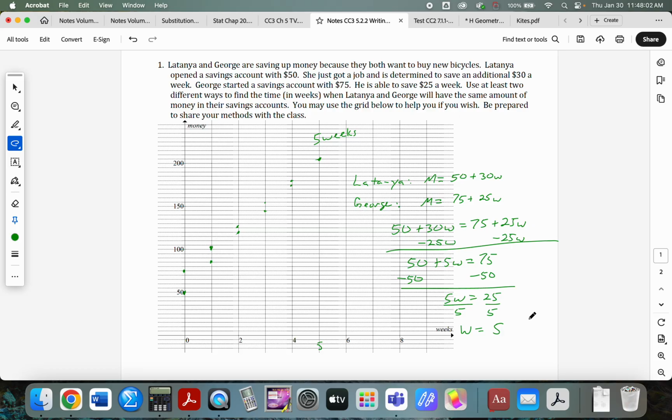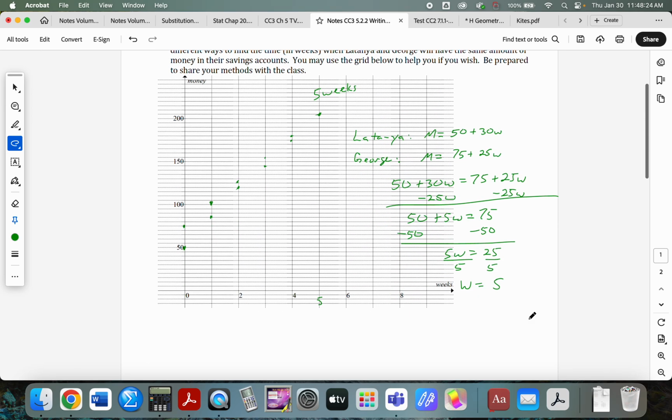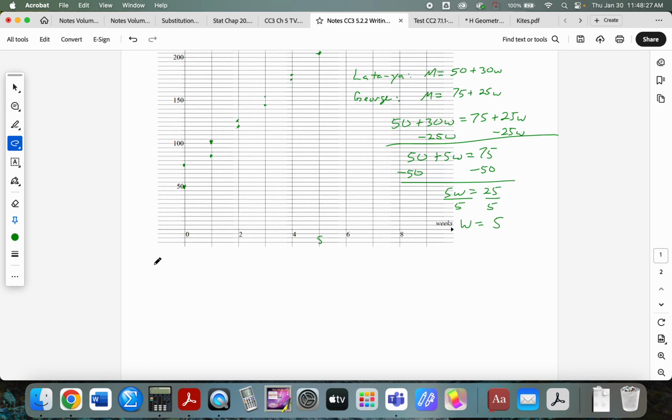There's one other way that we could do this. What would be another way that you can think of that we might be able to organize this rather than draw it on the graph or to make an equation? Another way we could do it is to use a chart. We could have the number of weeks. We could have Latanya and George.